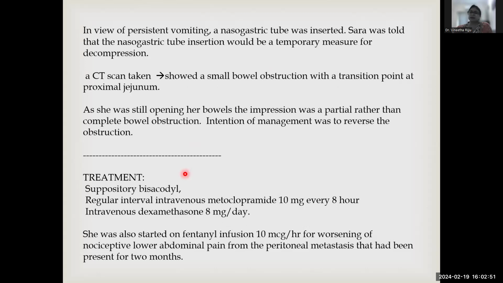She was given suppository, okay, Bisacodyl. She was given regular interval intravenous metoclopramide, 10 milligram every 8 hours, and intravenous dexamethasone 8 milligram per day. And for pain, she was started on pentanol infusion. Okay.